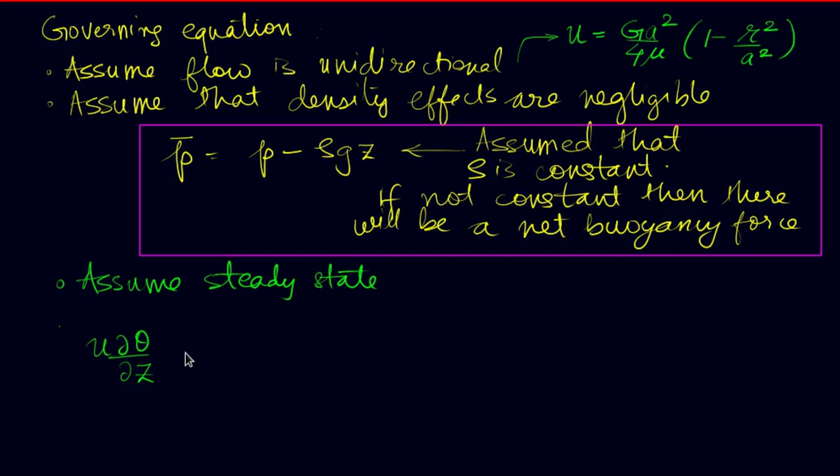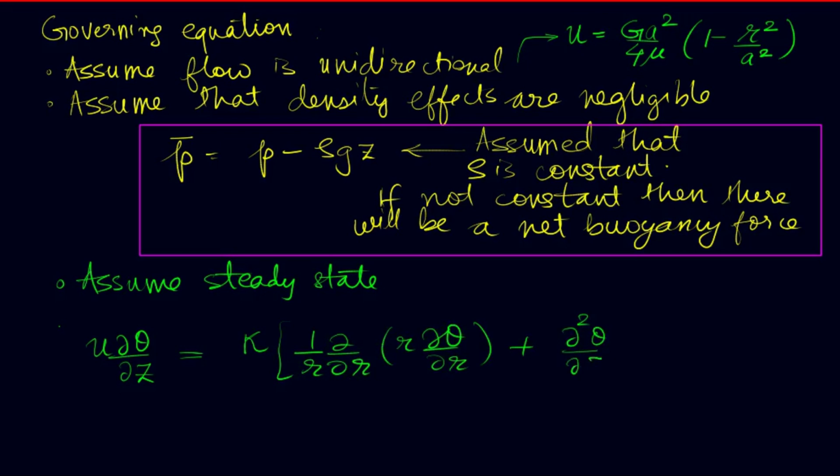So the first diffusion term is the radial diffusion term. This is the radial diffusion of heat, which is 1 by r del r of r del theta del r, and the second term is del 2 theta del z2, which is the axial conduction term. In this expression, kappa is equal to k by rho Cp, where rho and Cp denote the density and the specific heat of the fluid respectively. k is the thermal conductivity, and kappa is called the thermal diffusivity.